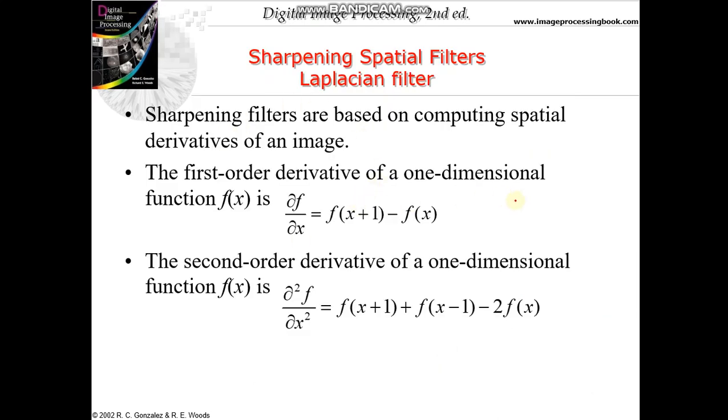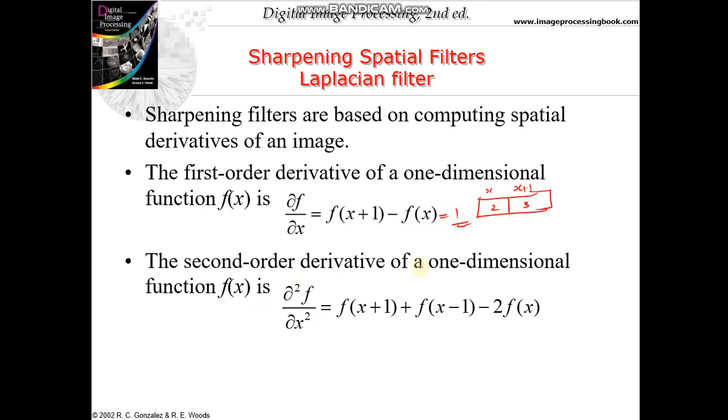First derivative: if you have 2 pixels, how to take the first derivative? See, if this is x and this is x plus 1, how to take the difference? The difference between two spatial coordinates. Here is x plus 1 and x. f of x plus 1 minus f of x. This is 3 and this is 2. What is f of x plus 1 minus f of x? It is 3 minus 2, that is 1.